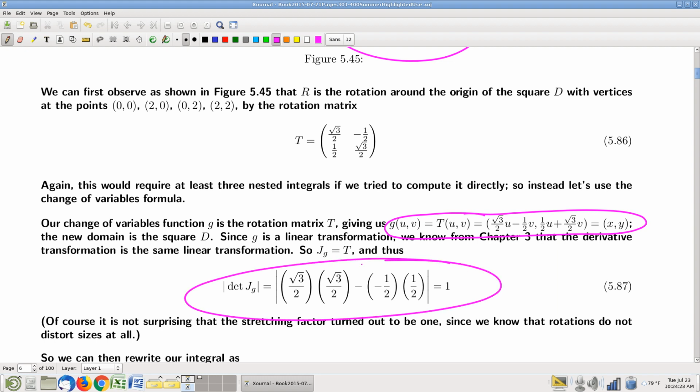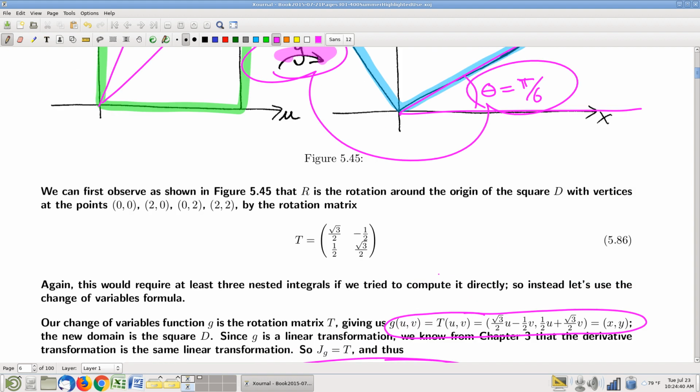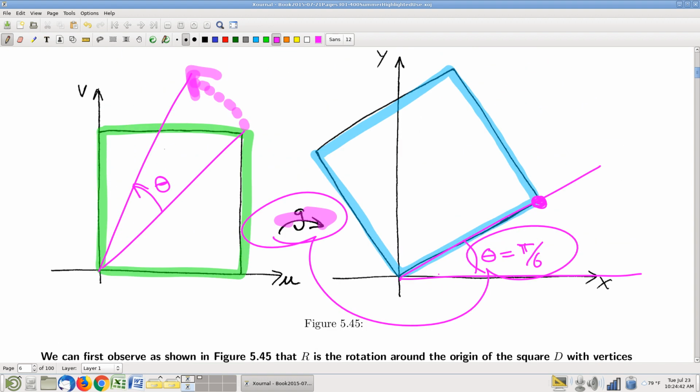Good news, the Jacobian determinant turns out to be 1. Bit of good luck there. How nice. Let me recognize it's not that surprising. If you think about it, the stretching factor of a rotation, well, it's a rotation. It's a rigid motion. Nothing gets stretched. That's actually pretty geometrically clear. So this is not surprising.